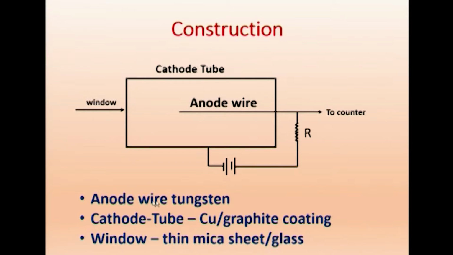The anode wire is a tungsten wire, like the one in any electric bulb. It is a thin tungsten wire along the axis of the cylindrical cathode. The cathode is a cylindrical tube with a copper or graphite coating inside, any metal, and then the coating will be copper or graphite. And the window we are talking about is a thin mica sheet or glass. Why do you make it thin? So that the particle can enter easily.